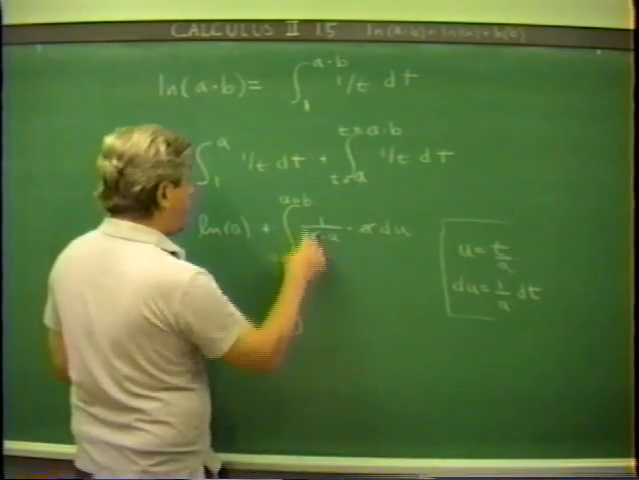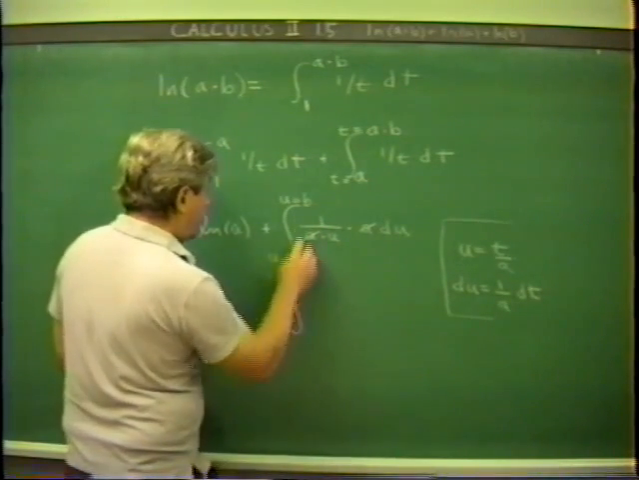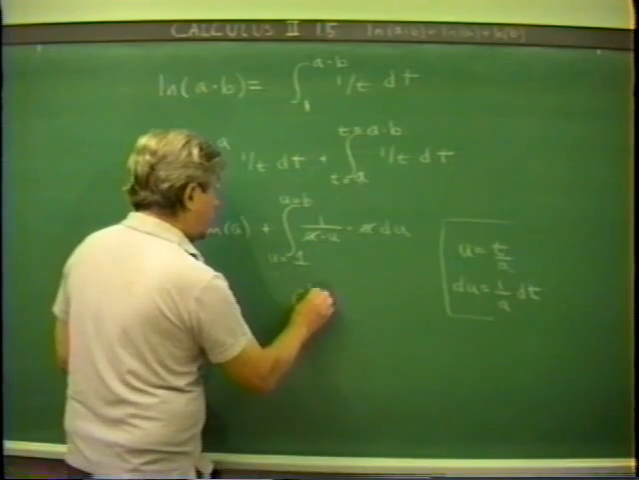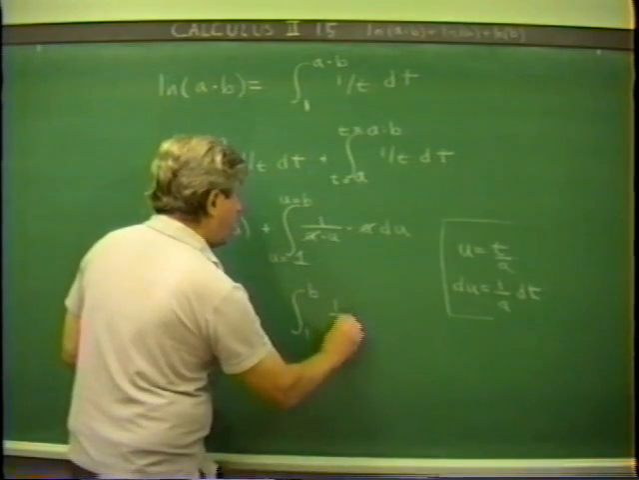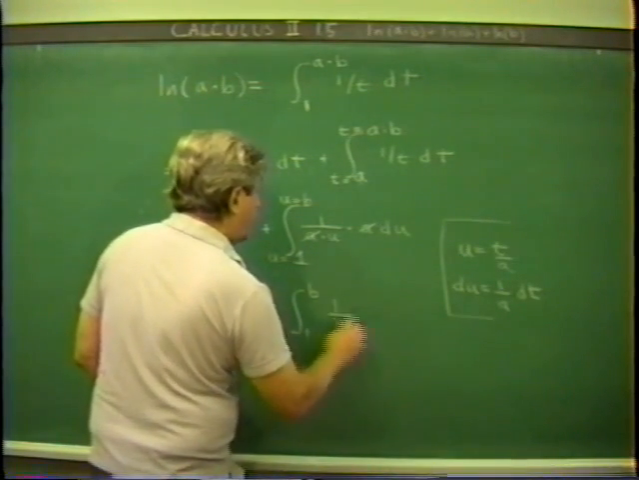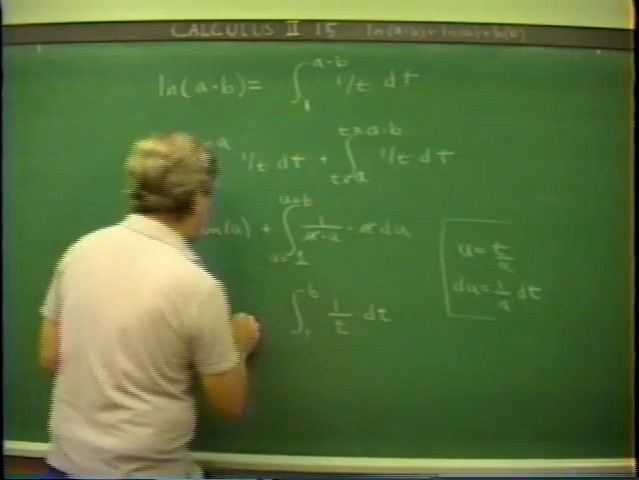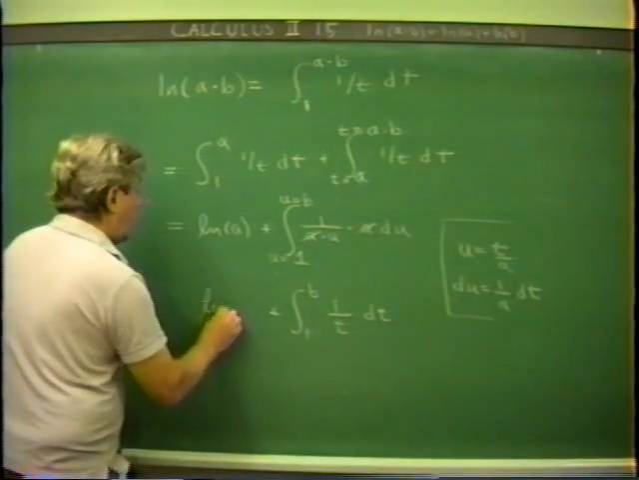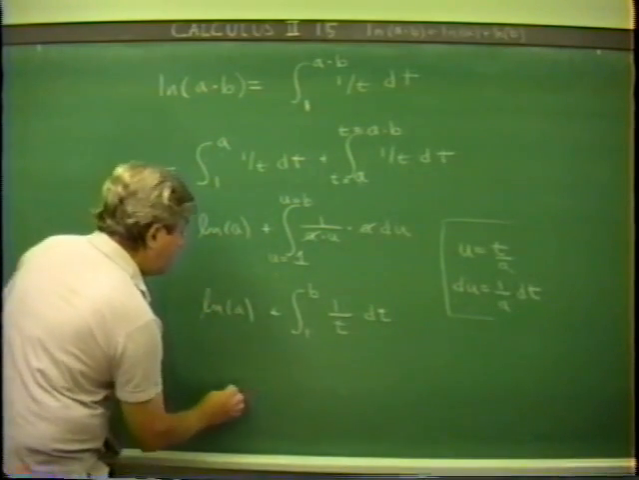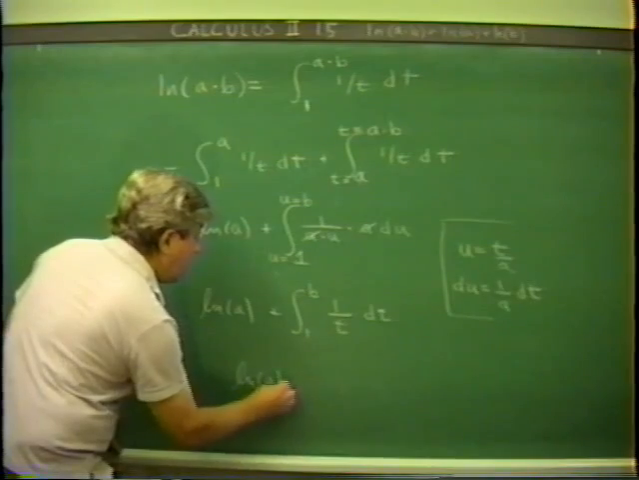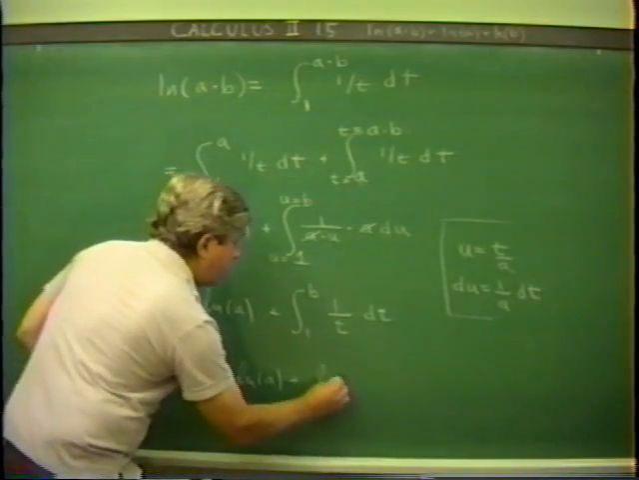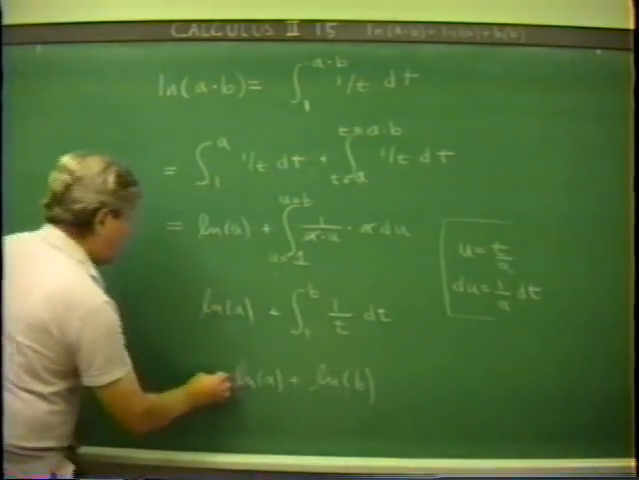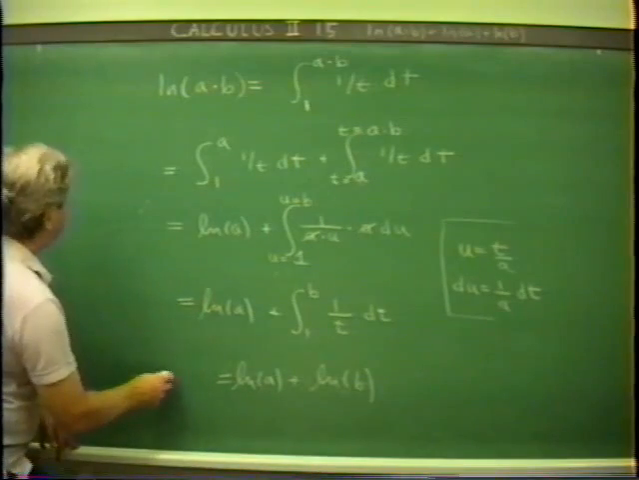See, the u here is what's sometimes called a dummy variable. That's to say, the integral from 1 to b with respect to u of this is the same as the integral from 1 to b of 1 over t dt. So this plus ln of a. And so we get then that this is equal to ln of a plus ln of b.